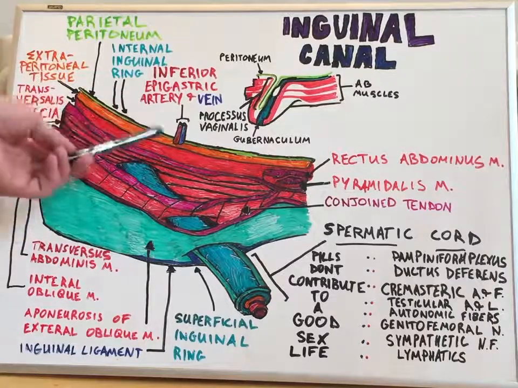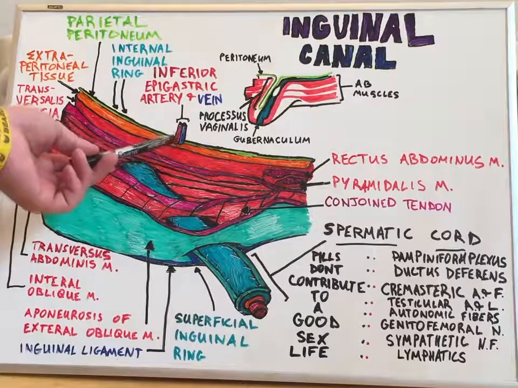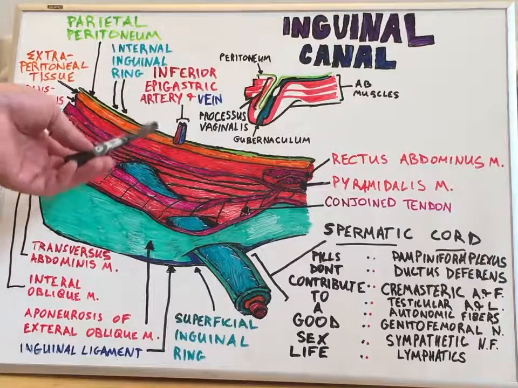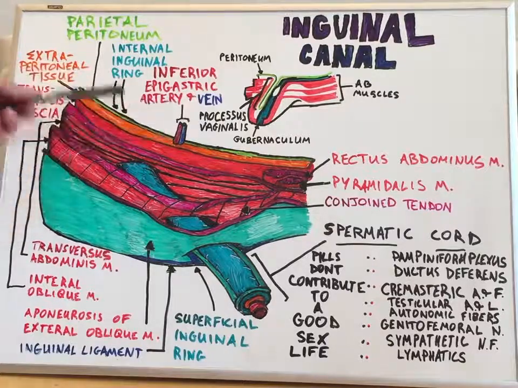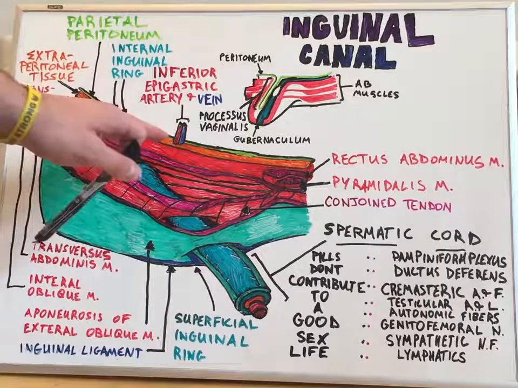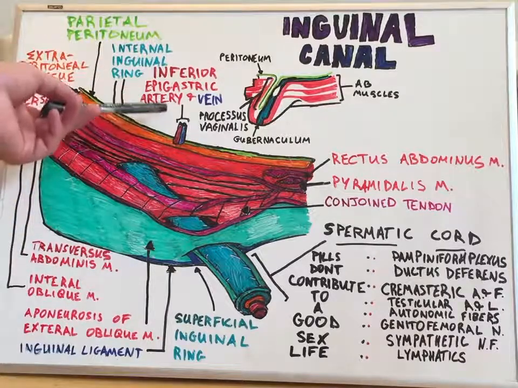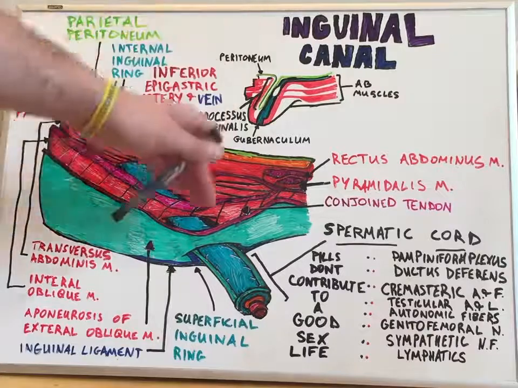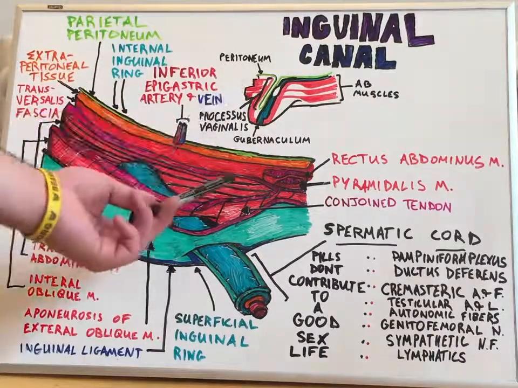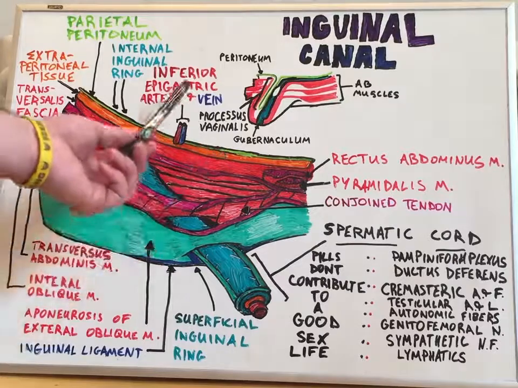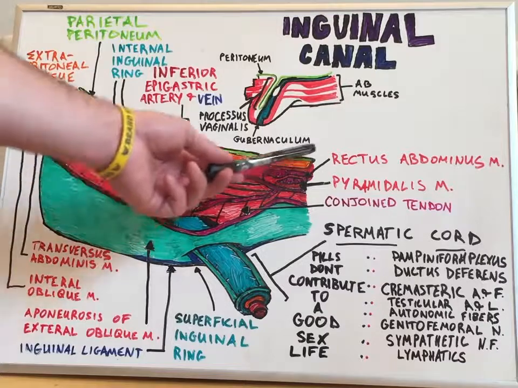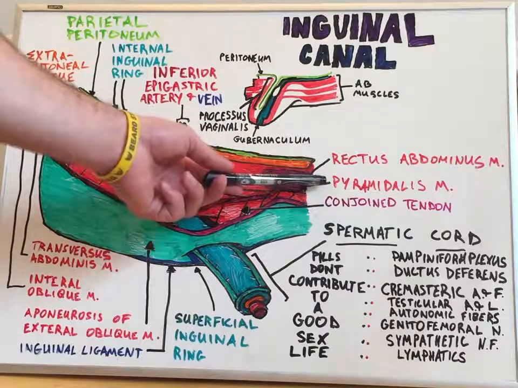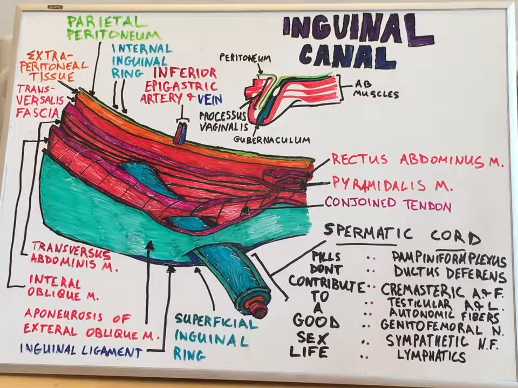Now, the reason for pointing out the inferior epigastric artery and vein is that the clinical relevance of this landmark is to allow a surgeon to determine whether or not it was an indirect inguinal hernia, which would occur lateral to the inferior epigastric artery, or if it was a direct hernia, which would occur through the abdominal muscle wall and would happen medially to the inferior epigastric artery, and would also be slightly lateral to the rectus abdominis muscles and the pyramidalis muscle. And that's the inguinal canal.